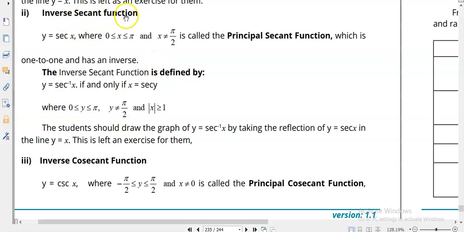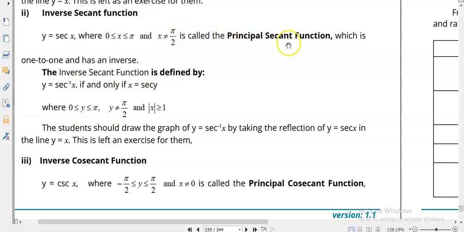इनवर्स सीकेंट फंक्शन पे आए हम, तो द प्रिंसिपल सीकेंट x है y इज इक्वल टू सीकेंट x, ये एप्लीकेबल है व्हेन x इज ग्रेटर देन और इक्वल टू 0 to x is greater than or equal to pi, but x should not be equal to pi over 2 because at this value it is undefined.